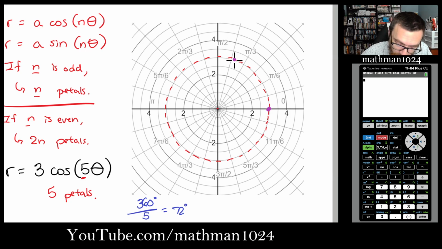Let's do that again. 1, 2, 3, 4, 5. Back it up a little bit more. 1, 2, 3, 4, 5. Back that up even more. So then we have 1, 2, 3, 4, 5. Back that up even more like that. And so that's going to be roughly where these are going to be.